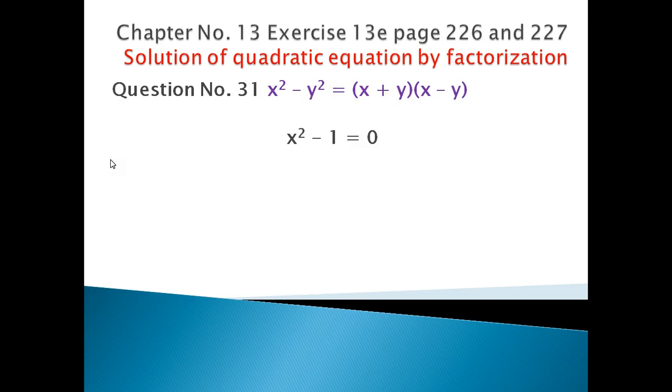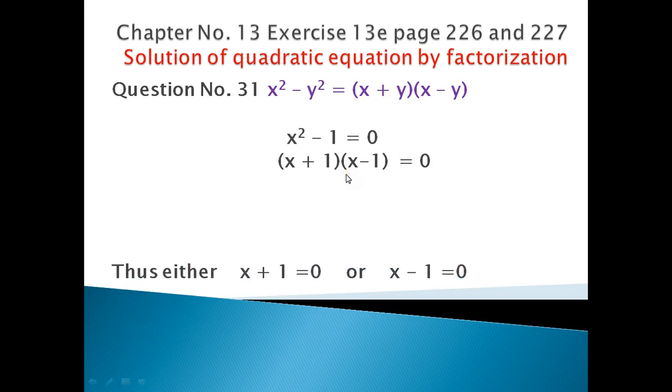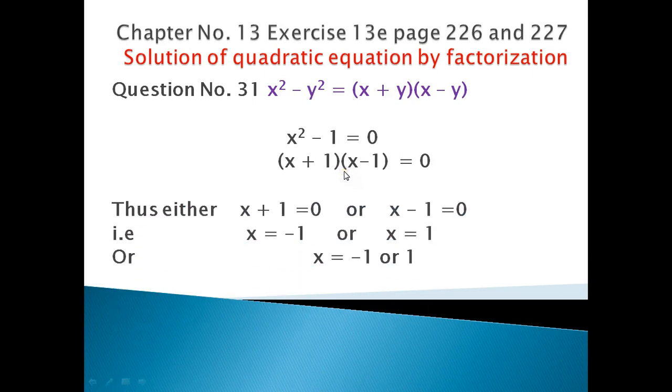x square minus 1. This 1 is equal to 1 square, no difference. 1 equals 1 square, which means you can write x plus 1 and x minus 1. Let's see. x plus 1 times x minus 1 equals 0. And the other part is similar. One bracket x plus 1 equals 0 and the other bracket x minus 1 equals 0. So find the values of x. These are the values of x. When you bring this plus 1 over, it will become minus. When you bring this minus 1 from here, it will be 1. So the answer is 1 and minus 1.